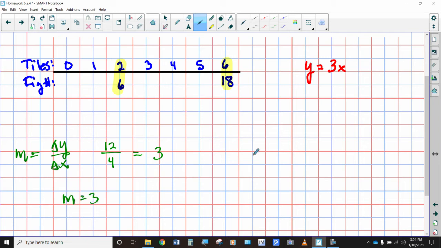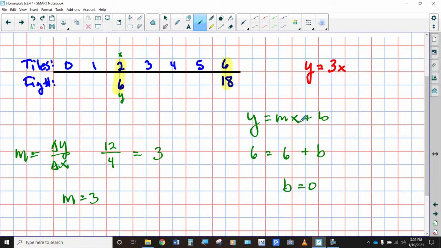And now what we're going to do is we're going to say if y equals mx plus b, I'm going to take one of these points. I'll take this one right here, where this is the x value, this is the y value, and this is m, and I'm going to plug those in. So 6 is going to be equal to 2 times 3, which is 6, plus b. So what does b have to be equal to? B has to be equal to 0.